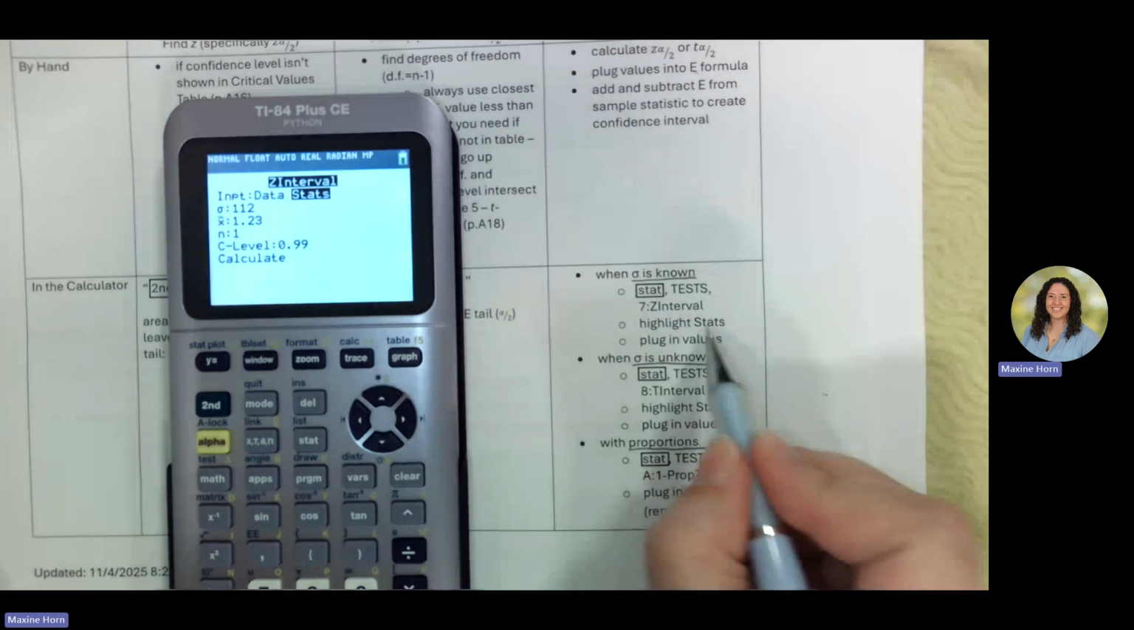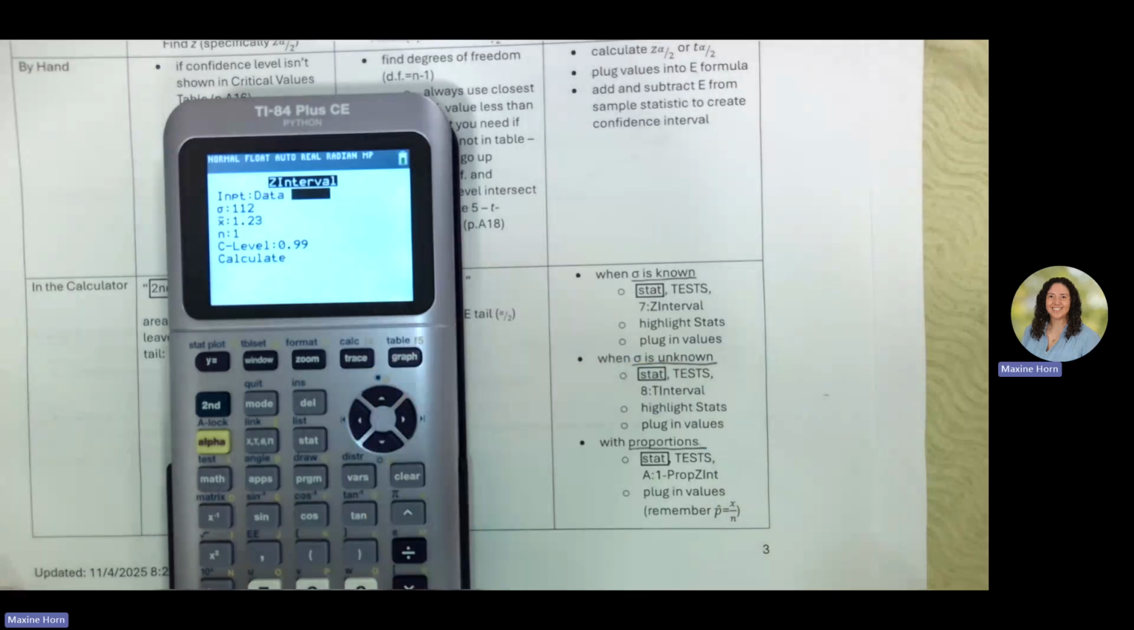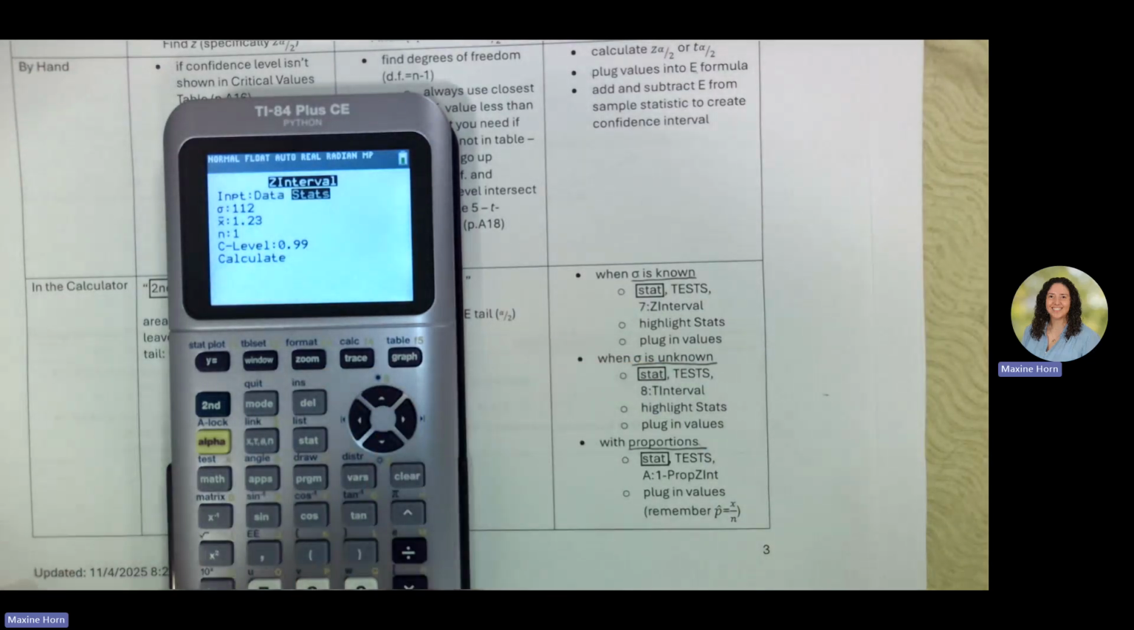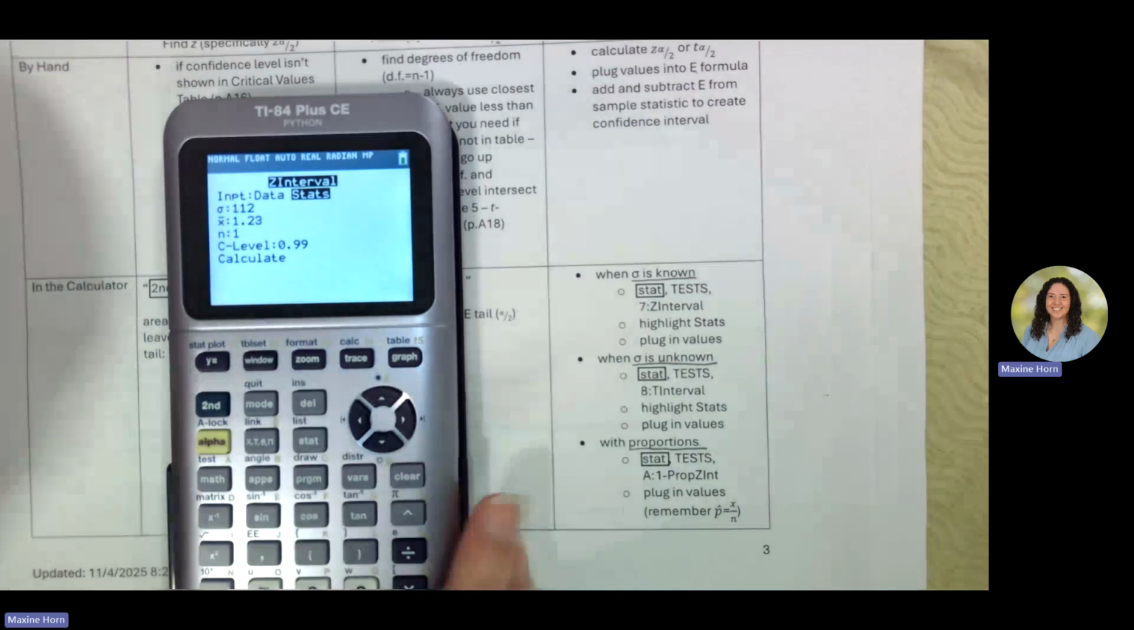We want to make sure that we've highlighted the word stats. You don't want to do data. Your calculator might default to data. Make sure that you arrow over to stats and hit enter so that stats is highlighted. Okay, then you're going to go in and you're just going to plug in your values. You're going to plug in everything that you were given, right?